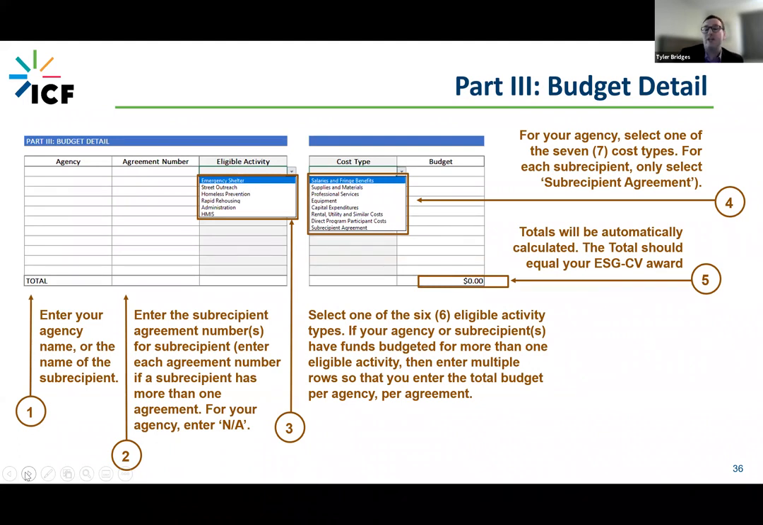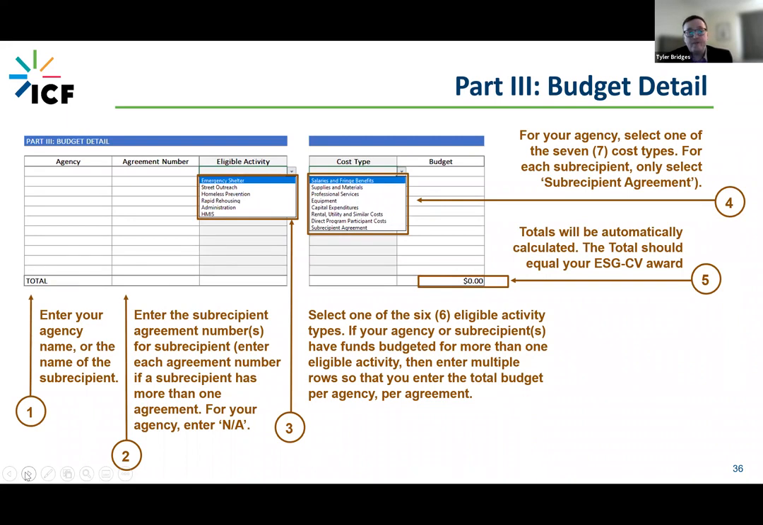Ultimately, what we need to capture here is line item budget detail of every cost type by eligible activity, agency, and agreement number. And again, this is all because of the requirements that we discussed in the first half of this training today. So first, enter your agency name or the name of a subrecipient. Expect to enter each agency's name multiple times for each eligible activity and cost type budgeted to that agency. So in the first column, you may see your agency listed 6, 8, 10 times based off of the columns that are to the right of it. And the same is true for your subrecipients.